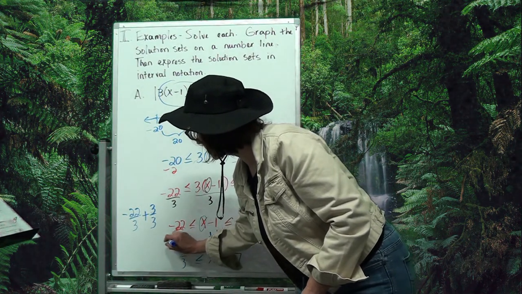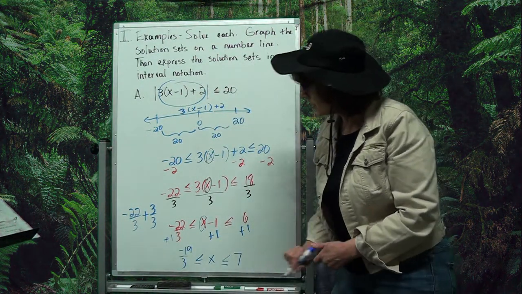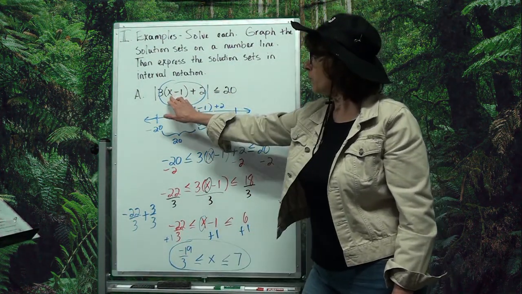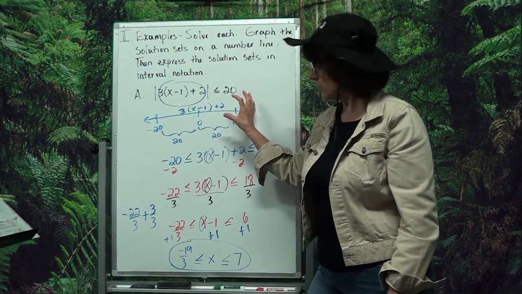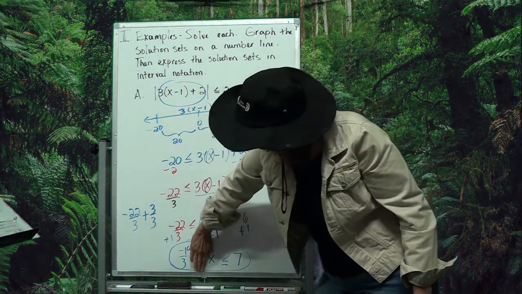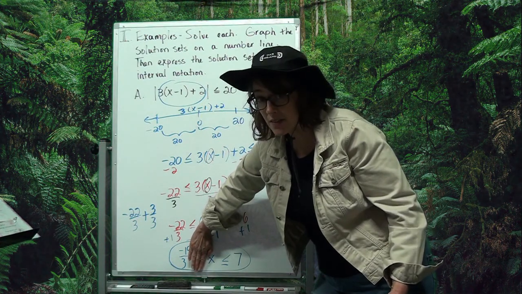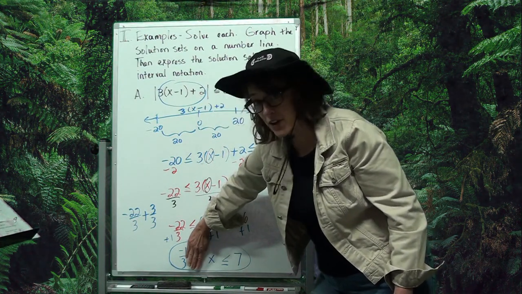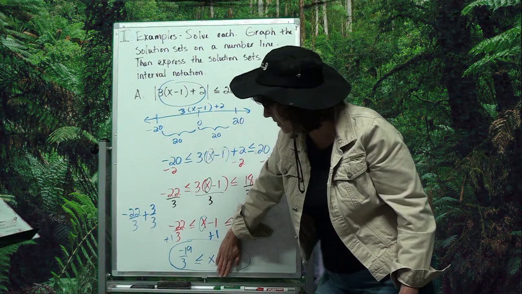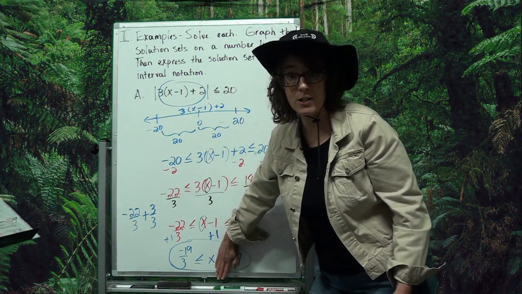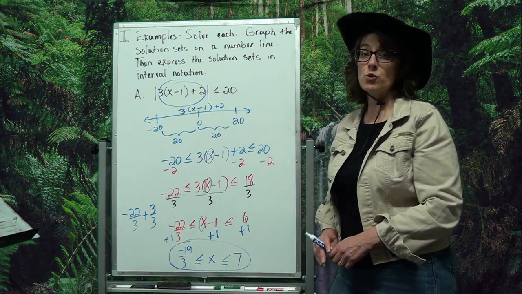Clean this up a little bit so we can see better. So here is my solution. That the number that I can put right here and make this a true statement, that number is smaller than a 7, or it could be a 7 because of the equal to part. At the very same time, that number is bigger than a negative 19 over 3, or it could be a negative 19 over 3. So here is my solution.